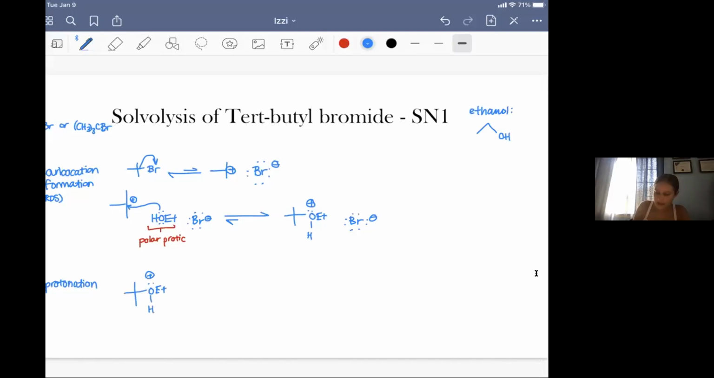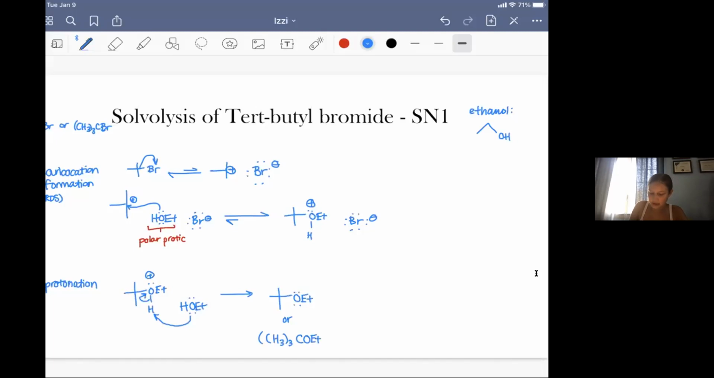And what we can expect to happen is that another molecule of ethanol is going to come in, because remember, it's in solution. And the lone pair is now going to attack the hydrogen coming off of the oxygen. And the electrons in that bond are just going to go back onto the oxygen. And this is the product that we end up with. And this can also be written as (CH3)3C-OEt.